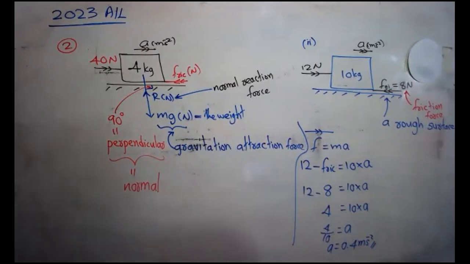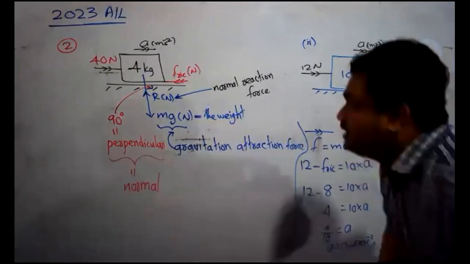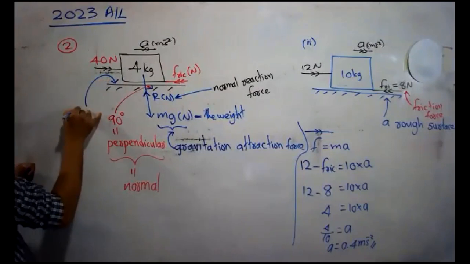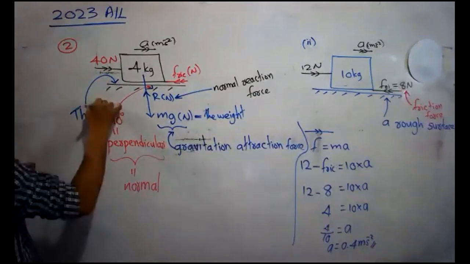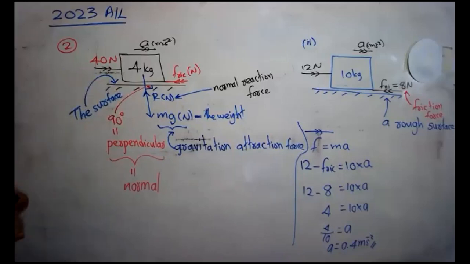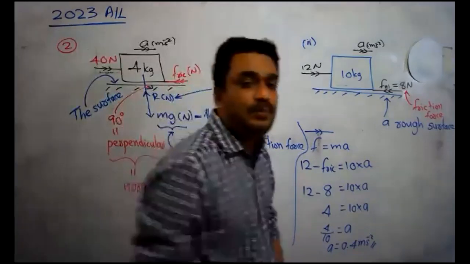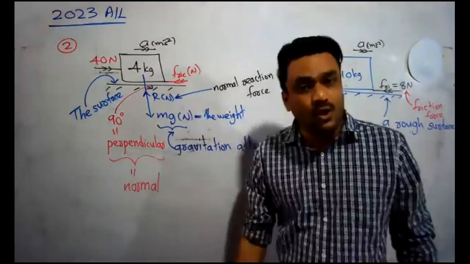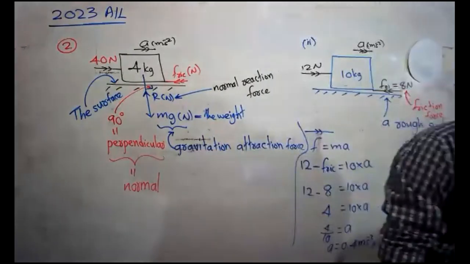Right. Now you know these things. mg force is given by the earth, by the gravity of the earth. Therefore, mg force is known as gravitational attraction force. Capital R force is given by the surface, and capital R force is perpendicular to the surface. So as it is perpendicular, it is said to be normal. Normal and abnormal. Right.